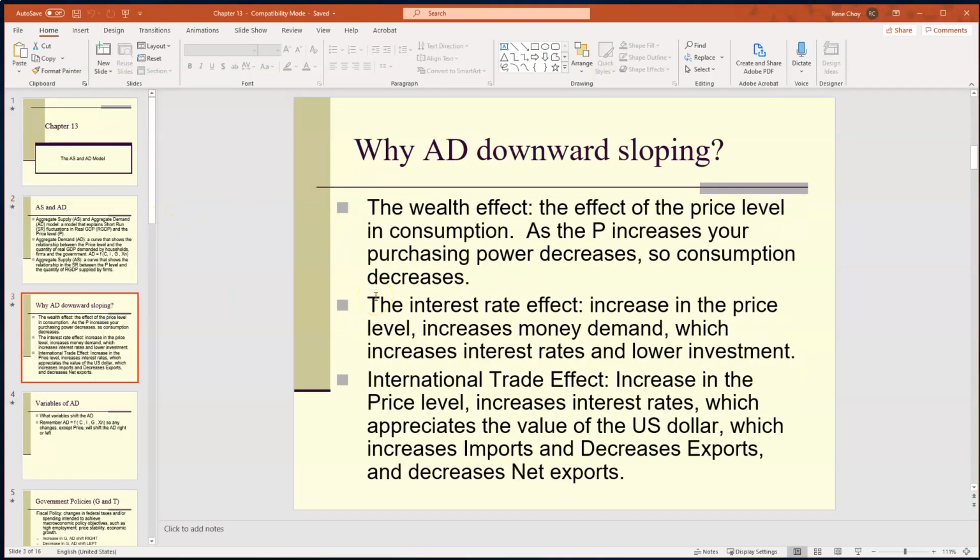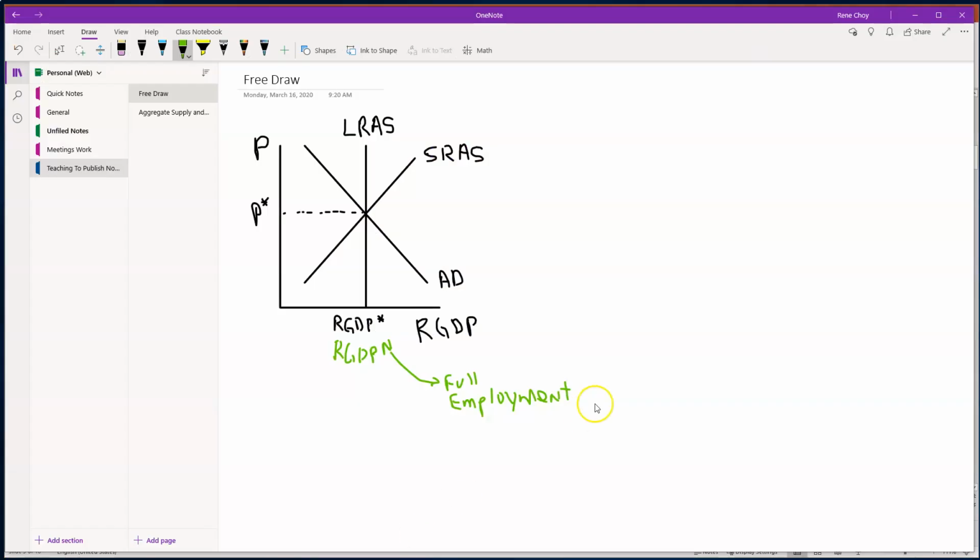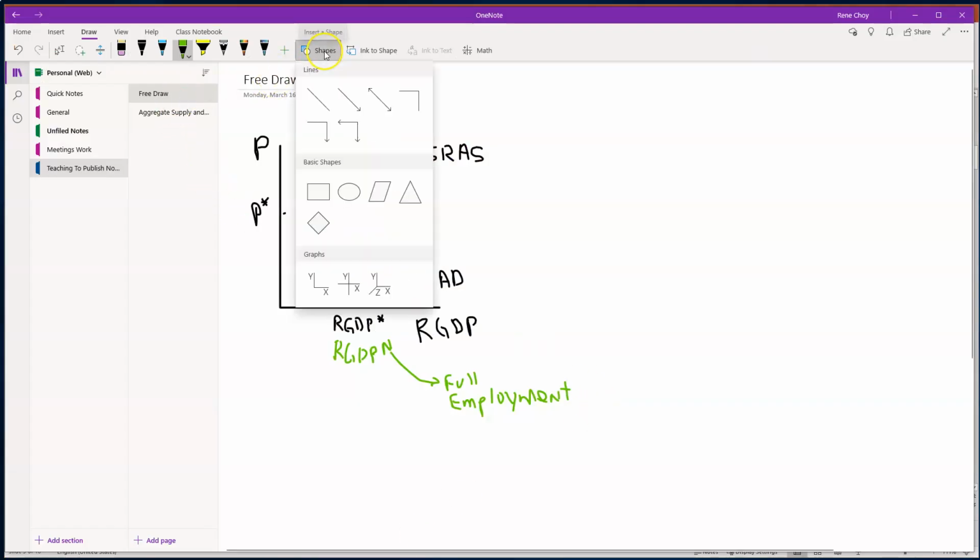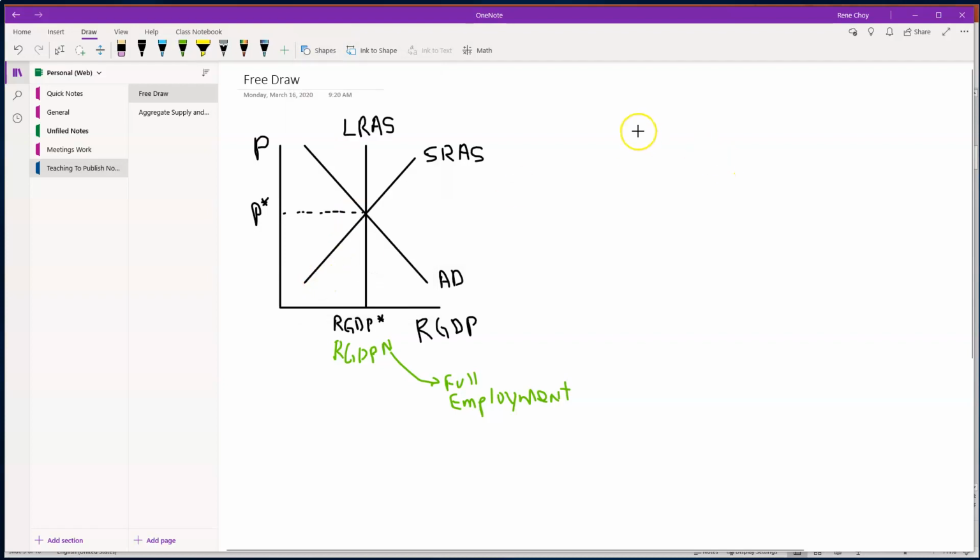Alright, so why is it that the aggregate demand is downward sloping? Well, there are three basic reasons why it's downward sloping, and these are three different effects that show a negative relationship between price and real GDP. One's called the wealth effect, the other one's called the interest rate effect, and the third one is called the international trade effect. So these three effects show you that the shape of the aggregate demand is downward sloping.